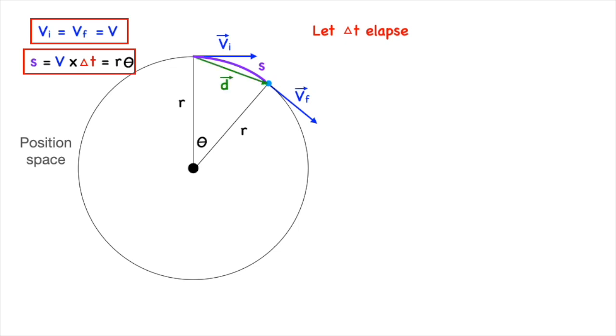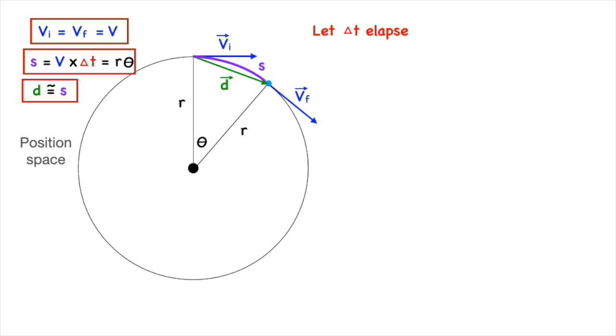I have drawn the green vector here and labeled it d to indicate not the distance traveled, but rather to indicate the displacement of the planet. That is, the sum total change in its position. We can see that d is approximately equal to s.